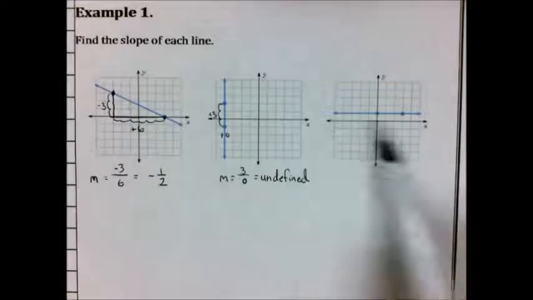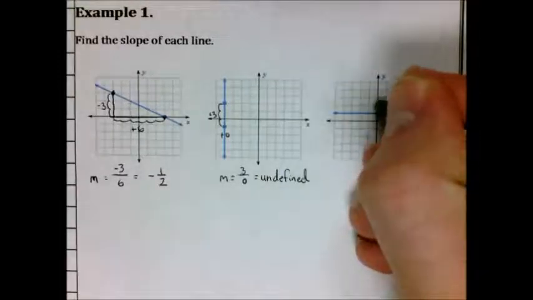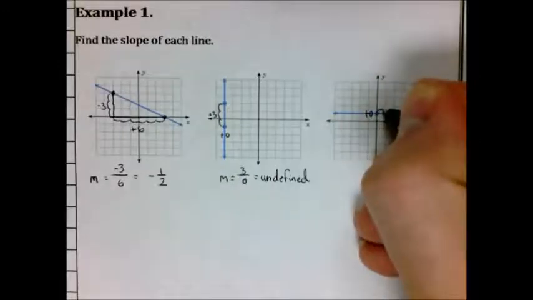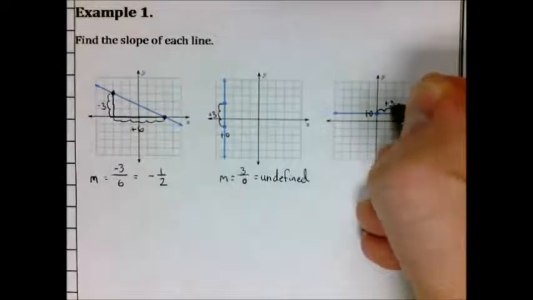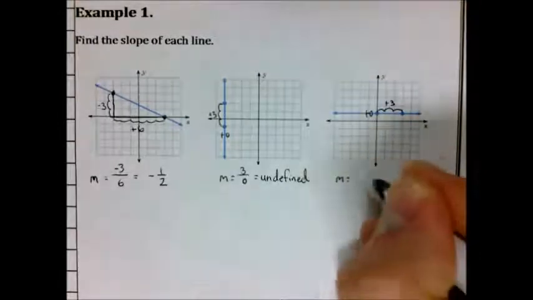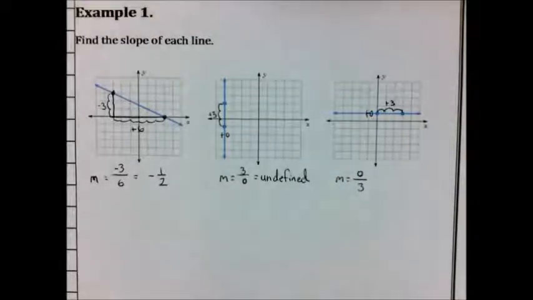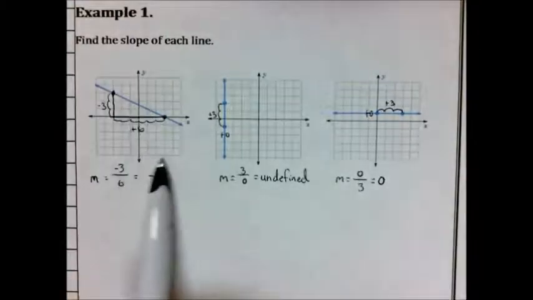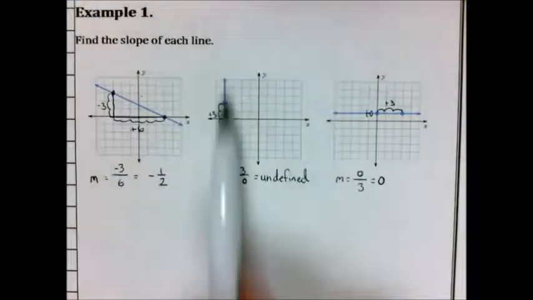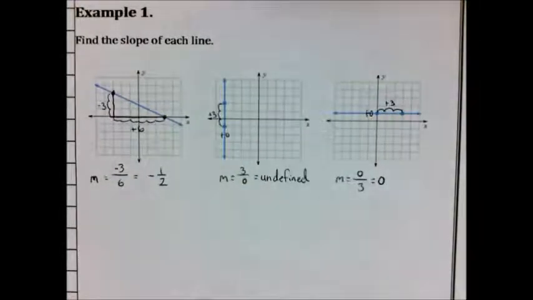Now a horizontal line like this one, we see it is not going up at all, but it is running from this dot to this dot. It's going to run 3. So our slope would be, again, rise, which is 0, divided by our run, which is 3. We know 0 divided by 3 is just 0. And so this is called a 0 slope. It doesn't go up or down at all. It is a completely horizontal line. So we've got -1/2 as the slope here, undefined slope is the vertical one, and a 0 slope is the horizontal one.